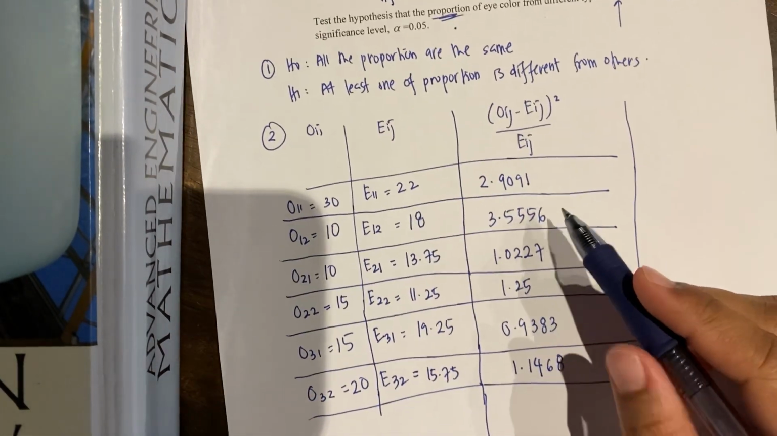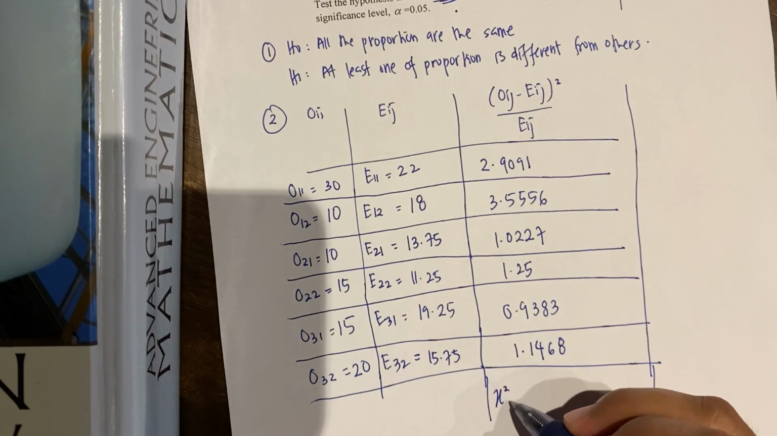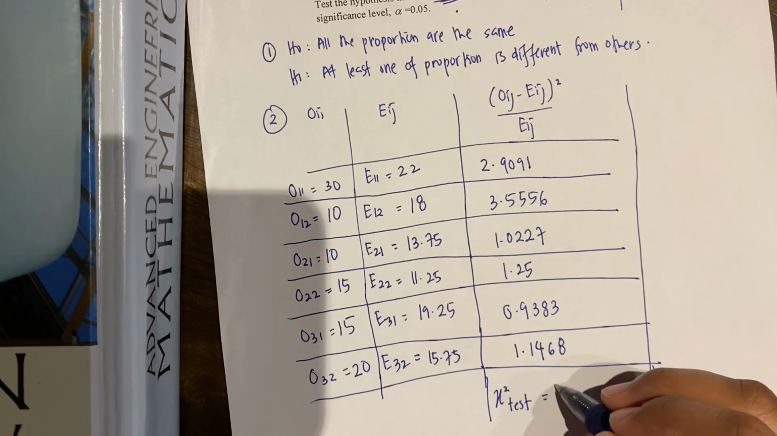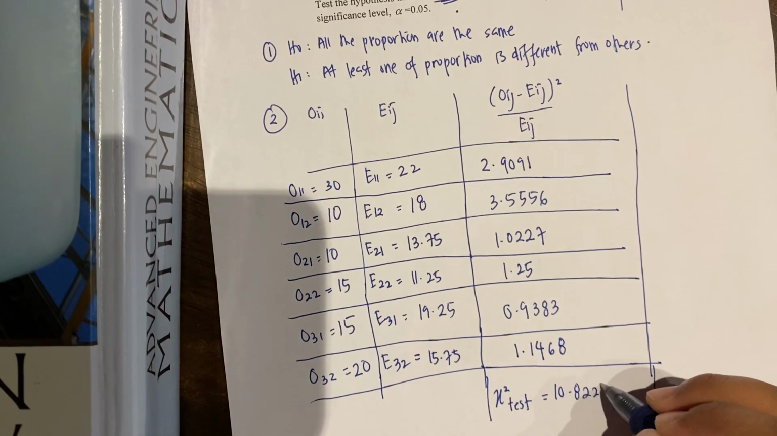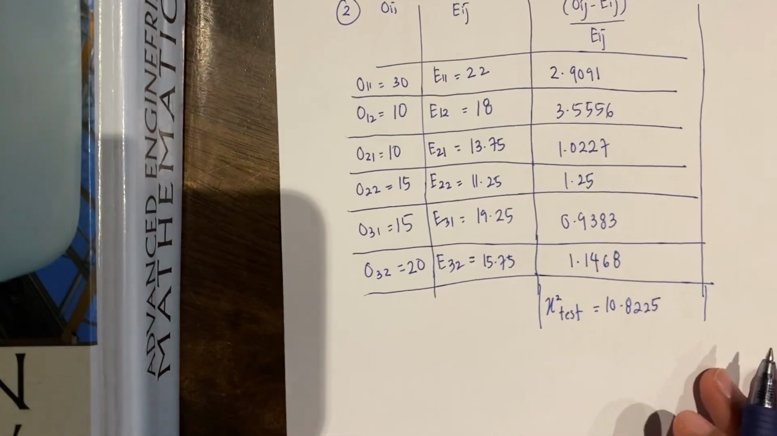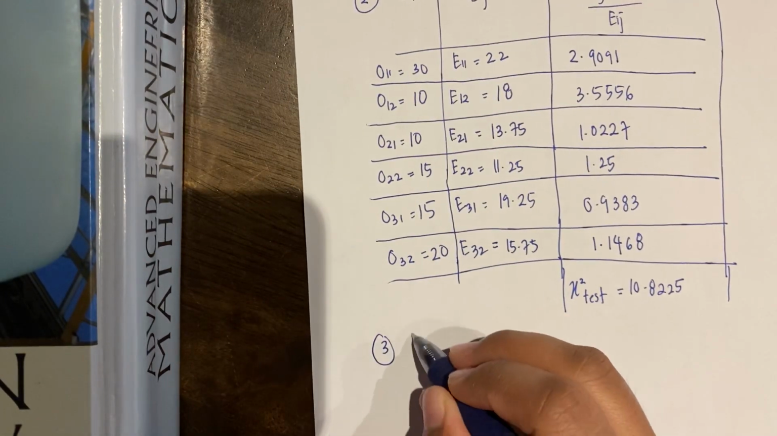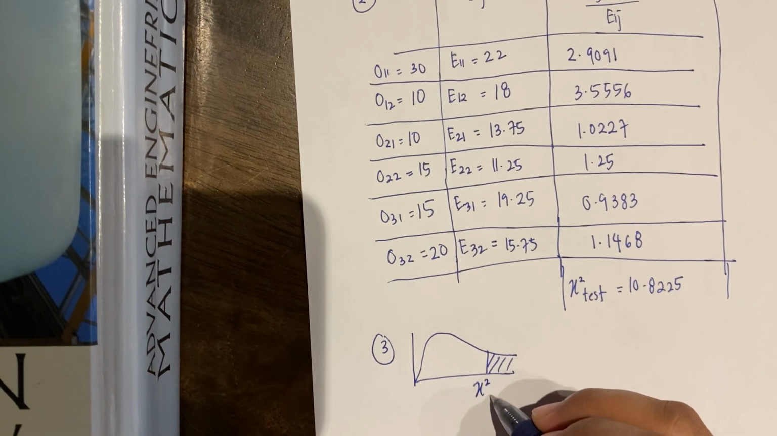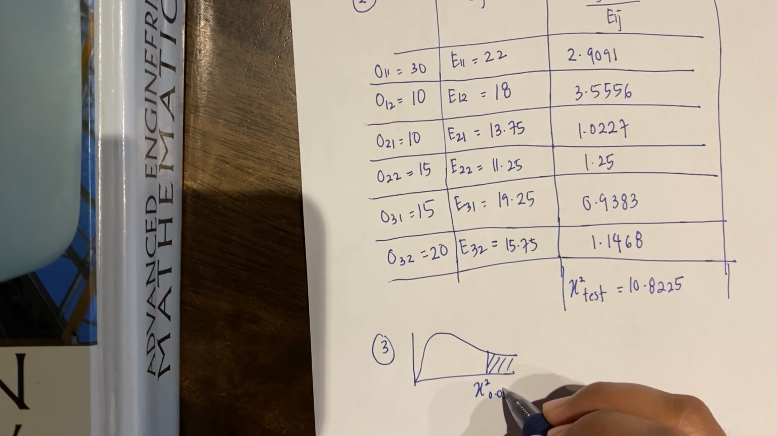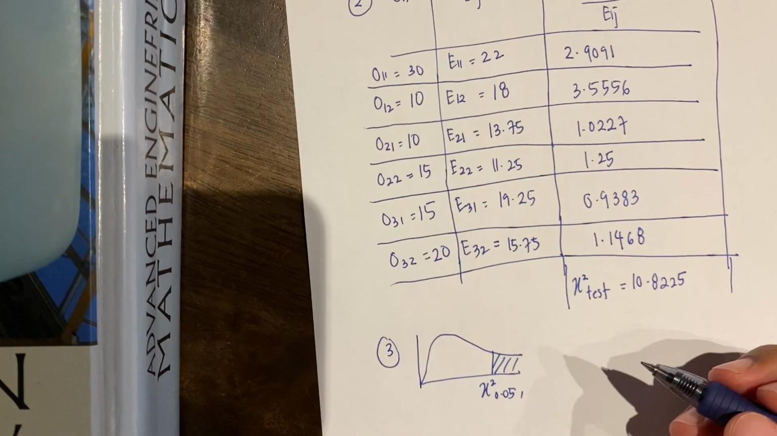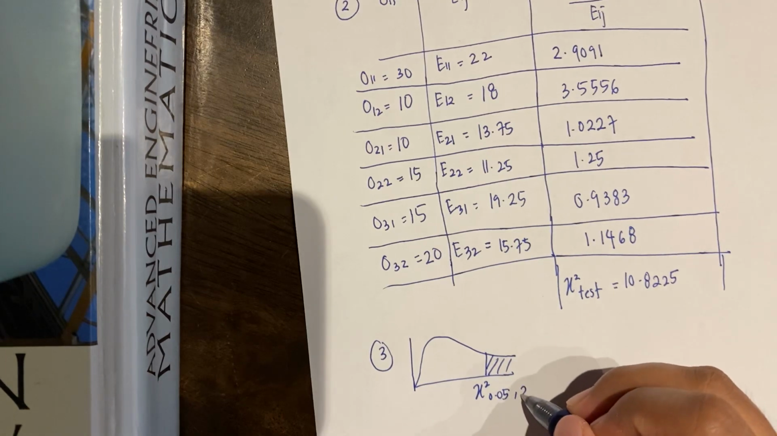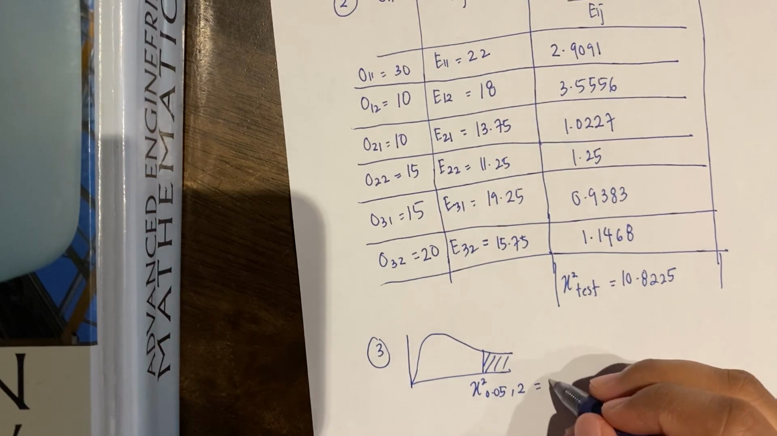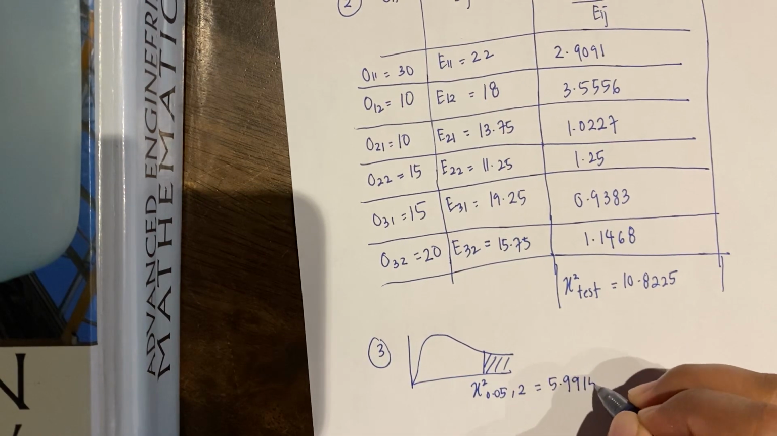Okay, so the summation of this, that's your chi-square test. You will get 10.8225. Okay, so third step, critical value. Chi-square alpha 0.05, degree of freedom R minus 1, C minus 1, so 2 times 1, so you will get 5.9915.